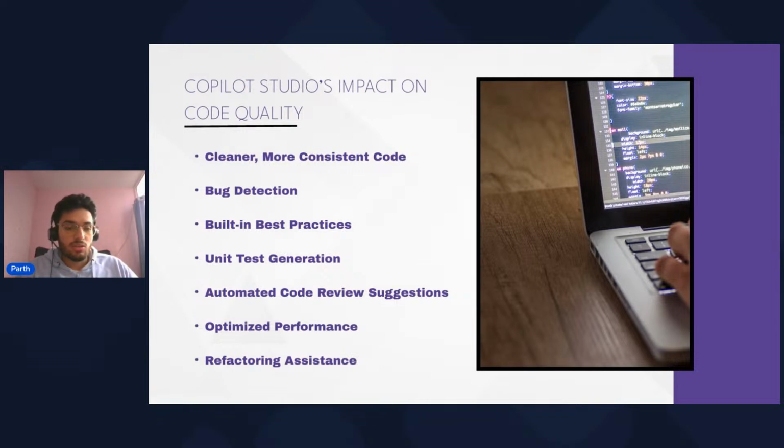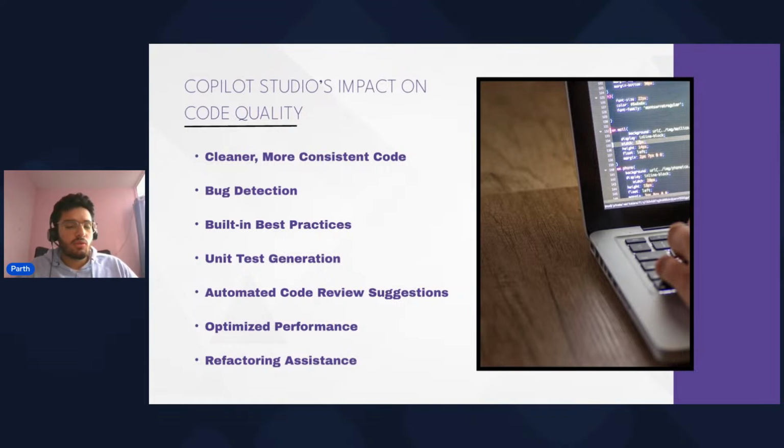It can analyze the whole code and try to work out what's wrong with it. If there's some syntax error, it will fix the syntax error. If there's some optimization issue, maybe a better algorithm can be used for optimizing the function you are using, so it can be used for that as well. So bug detection was one of the main impacts on code quality.